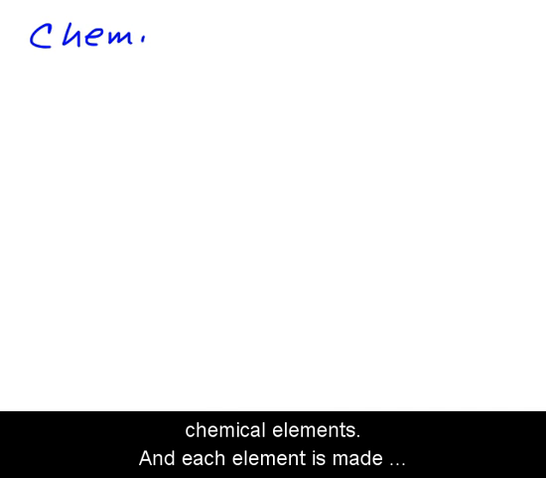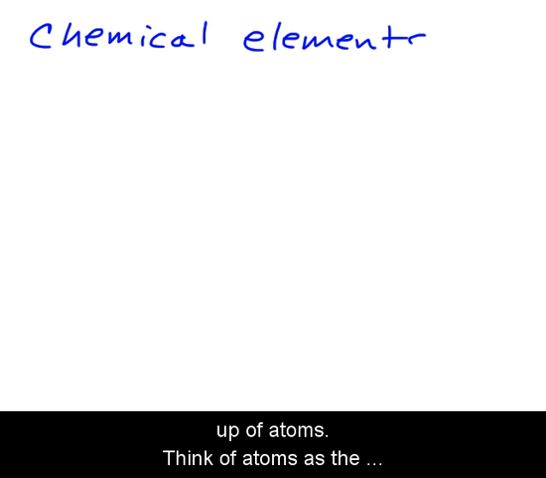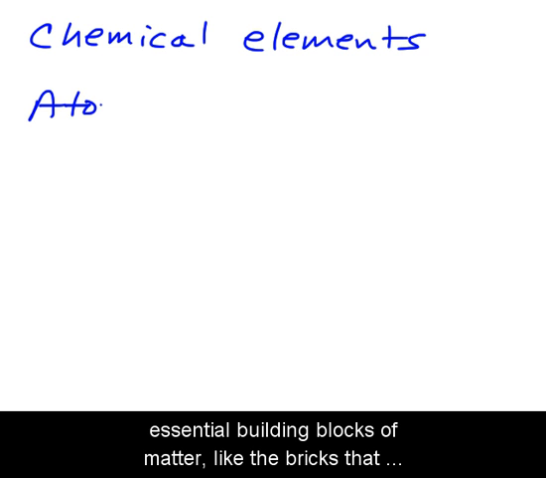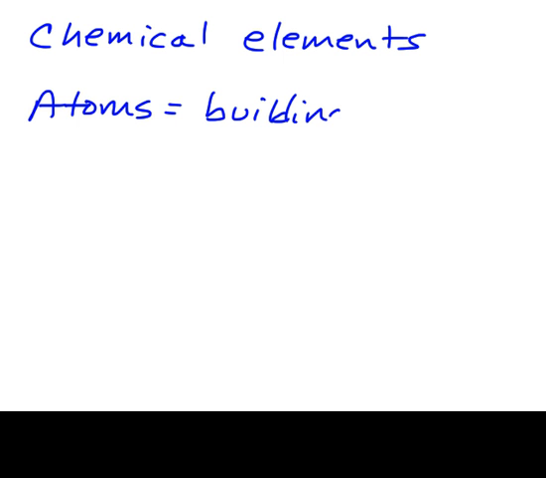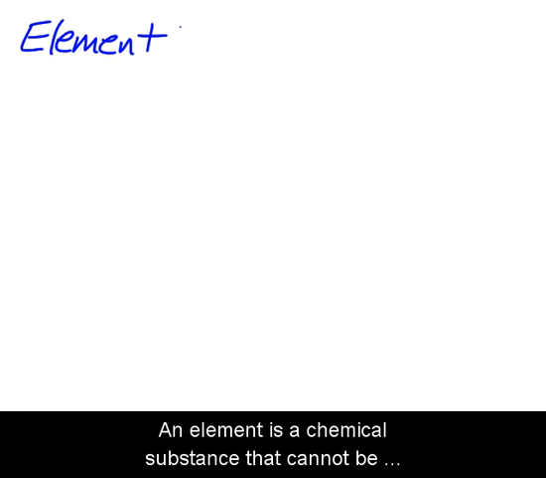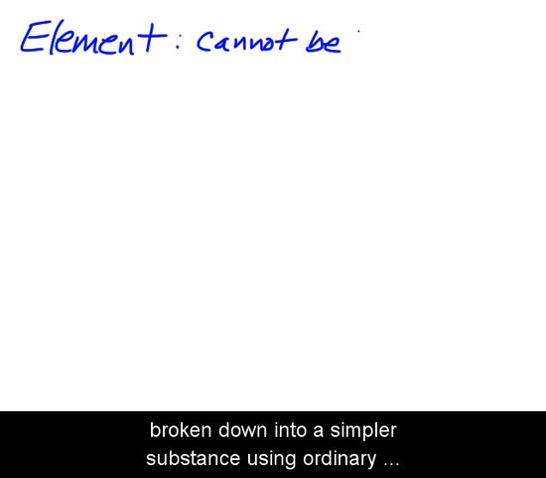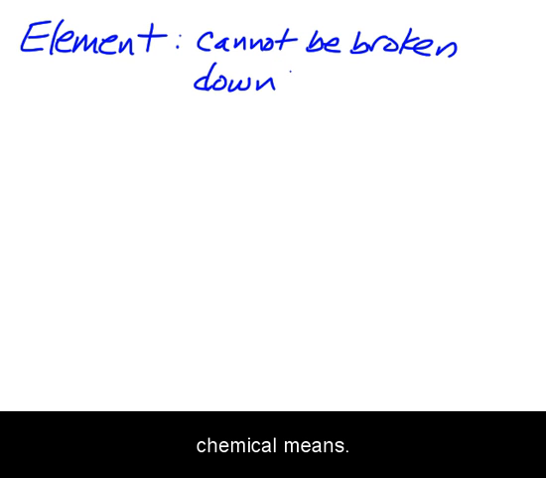Regardless of the form of matter, all matter is built from chemical elements, and each element is made up of atoms. Think of atoms as the essential building blocks of matter, like the bricks that make up a wall. An element is a chemical substance that cannot be broken down into a simpler substance using ordinary chemical means.